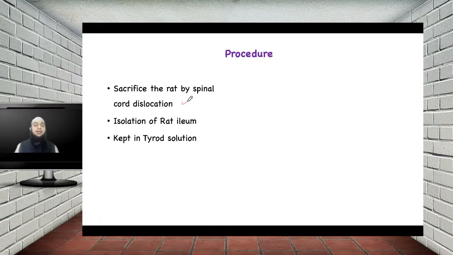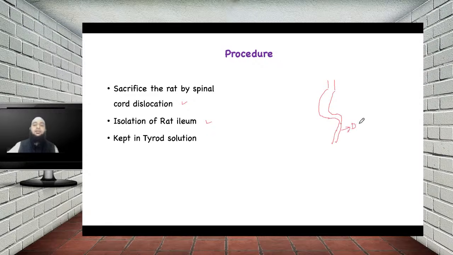Once the rat is sacrificed, you open its abdominal cavity and isolate the rat ileum. Now where is the rat ileum? Which portion of the GIT is called the rat ileum? Try to remember. Suppose this is the stomach portion of the rat, and obviously from the stomach the small intestine starts. The initial part of the small intestine, which is the point of contact between the stomach and the small intestine, is called the duodenum.